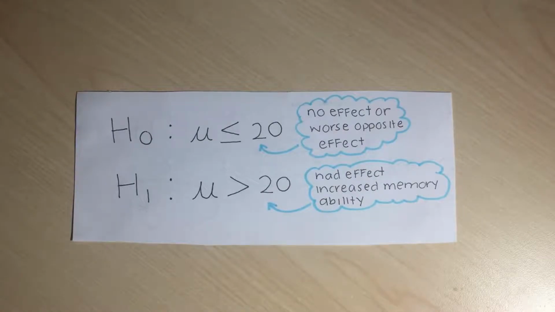To test an experiment like this one and see the effects of the berry, you have to make a null hypothesis and an alternative hypothesis. The null hypothesis in this problem would be that the mu would be less than or equal to 20, meaning no effect or worse or opposite effect. The alternative hypothesis would be what the scientist wants to prove or hopes to get, which is a mu bigger than 20, meaning the treatment had an effect and increased the memory ability of the subjects.